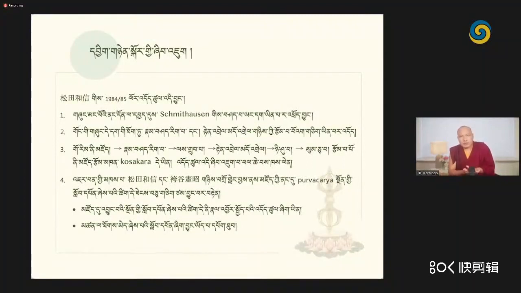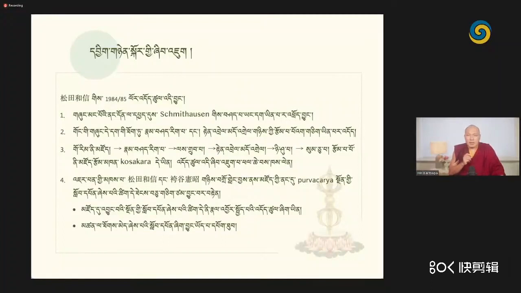Now, earlier we spoke about Schmidthausen and concluded that Vasubandhu was the author of the Treasury, the Proof of Karma, the Twenty Verses and the Thirty Verses, and he gave the proof that they were all written by a single author. And then in the 80s, there was a Japanese scholar. This Japanese scholar is Matsuda Kazunobu.